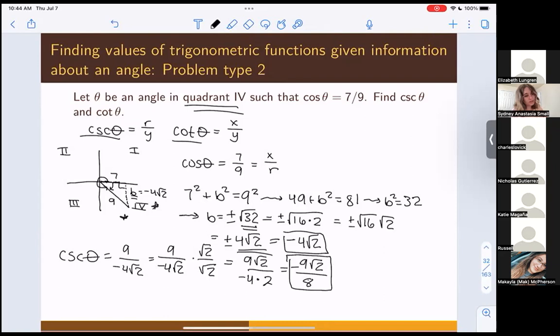Does it make sense how I did that? And again, we'll get more practice with rationalizing the denominator a lot, especially today. So if that didn't make sense the first time, we are going to keep getting more practice with it.